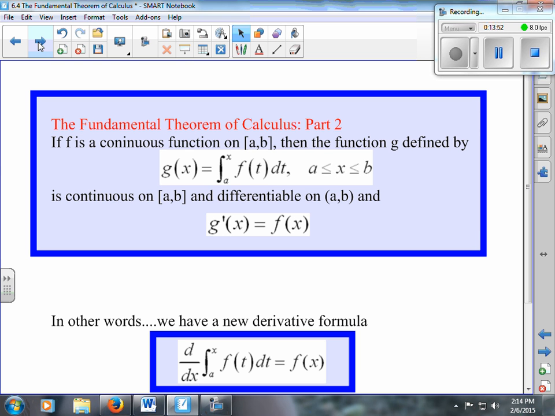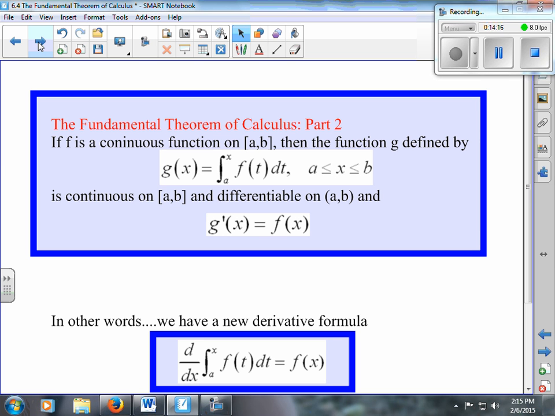There's actually a second part of the fundamental theorem of calculus. The second part of the fundamental theorem of calculus goes a little bit backwards. When we did the area, and we said it's the same thing as the antiderivative, then that means we should know a new derivative.